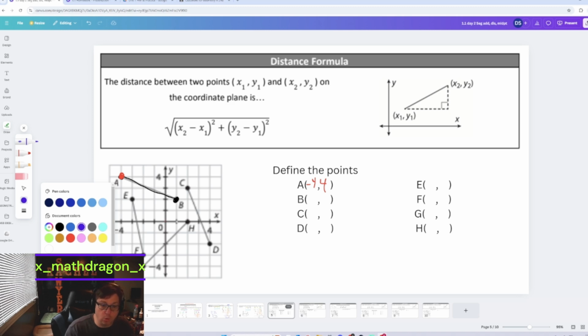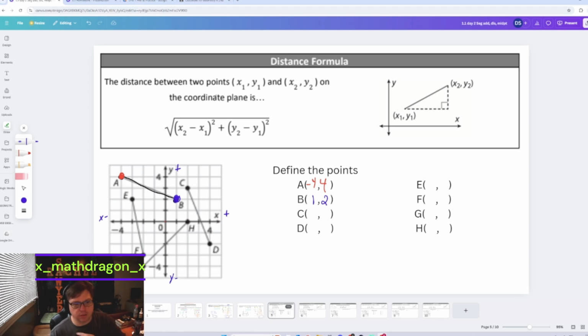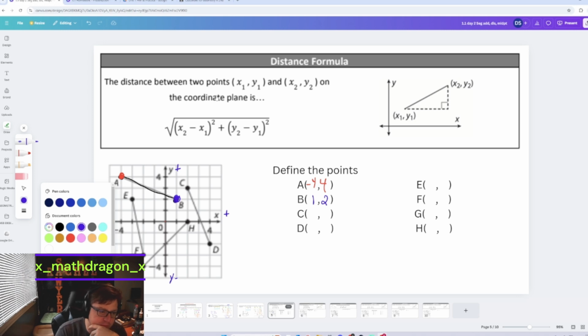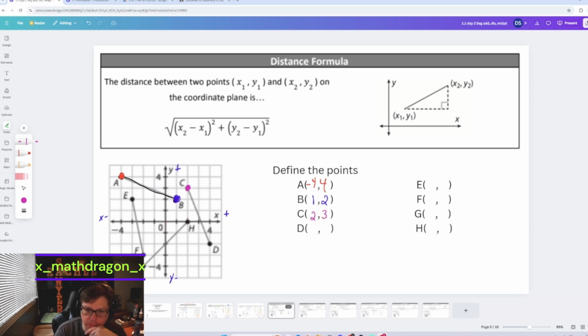So B, we're going to go right 1, so that's a positive 1. And we're going to go up 2. That's a positive direction. Right and up are positive directions. Left and down are negative directions. Okay? All right. Let's move on to the next one. Okay. And we'll go to C. So C, we're going to jump 2 to the right. And then we're going to go 1, 2, 3 up. Both positive directions. D.